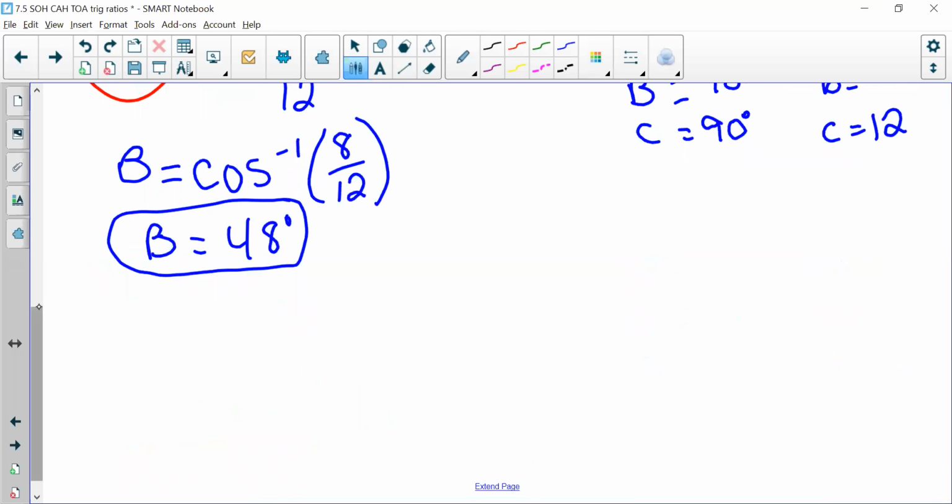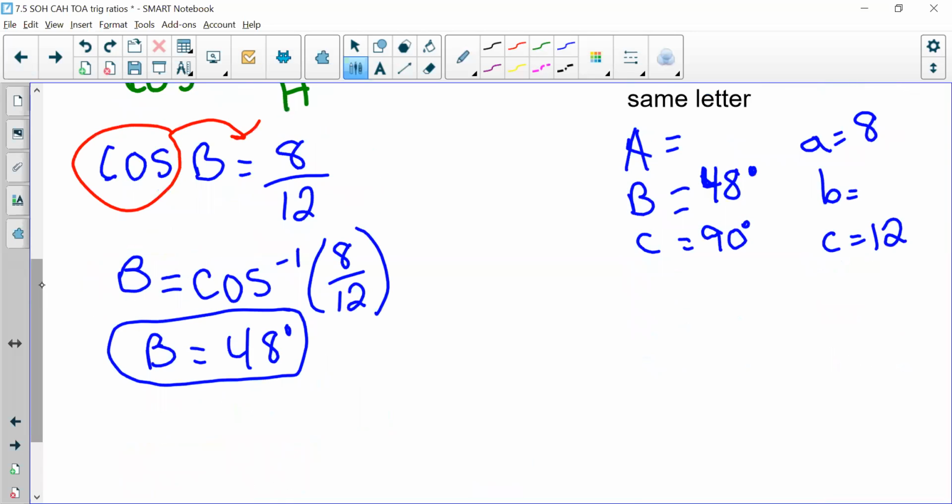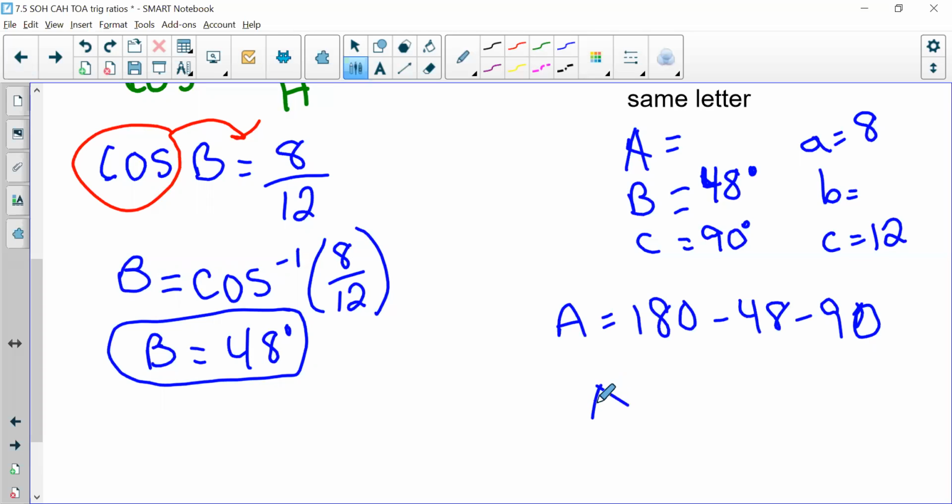Perfect. So Brianna's remembering that you guys know the angles inside of a triangle equal 180. So either add the 90 and the 48 and take that away from 180, or if you guys just want to do 180, take away 48, take away 90, we immediately get angle A. So what's angle A? 42. Perfect, 42.